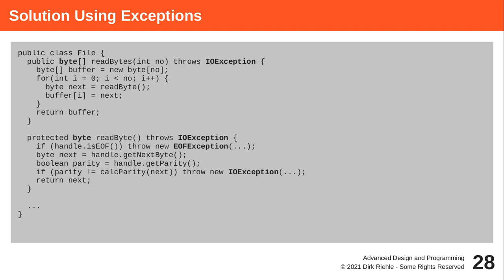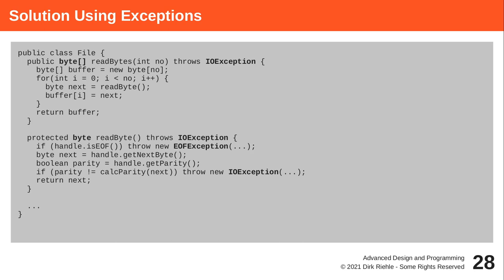Here is how it would look with exceptions. So there is the read bytes method again. No need for a buffer because that will be the return value. You can see byte array as a return value. And the only argument read bytes gets is the number of bytes to read. So in the core of the method signature, byte array readBytes(int), there is nothing about error codes. The error handling is mentioned separately by the exception that could be thrown.